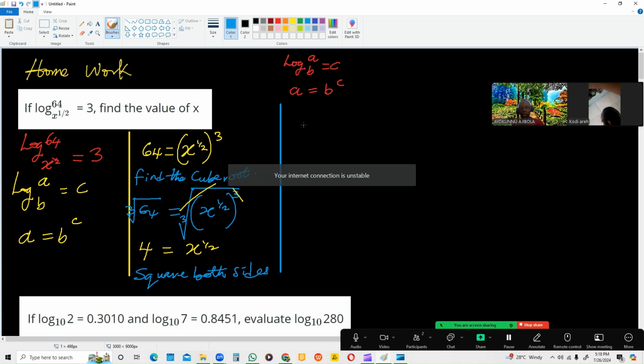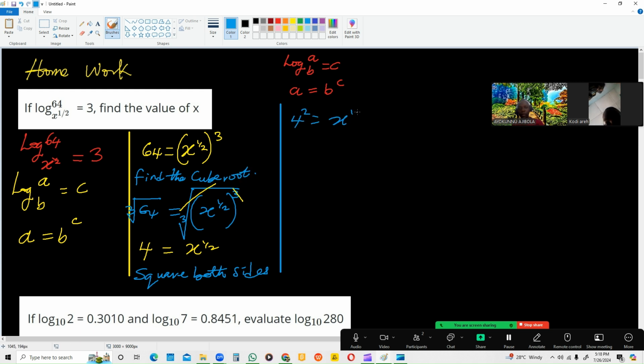Okay, good. So to find the square of both sides, I'm going to say 4 squared equals the other side also squared. Then, like I explained, this is going to cancel this. Then we have x. So x equals 4 squared, which is 16. Do you understand it now?